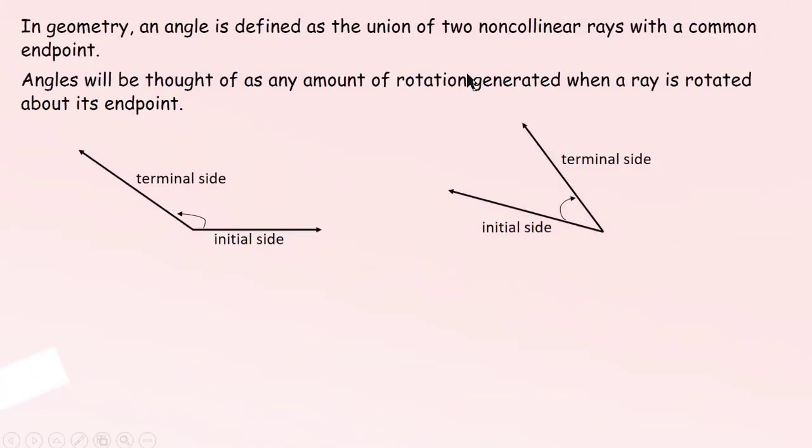An angle is defined as the union of two non-collinear rays with a common endpoint. In trigonometry, angles will be discussed from a different perspective. Angles will be thought of as any amount of rotation generated when a ray is rotated about its endpoint.